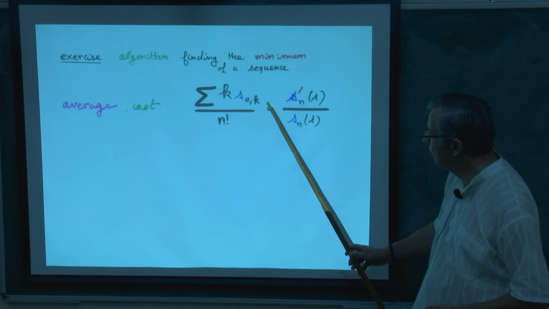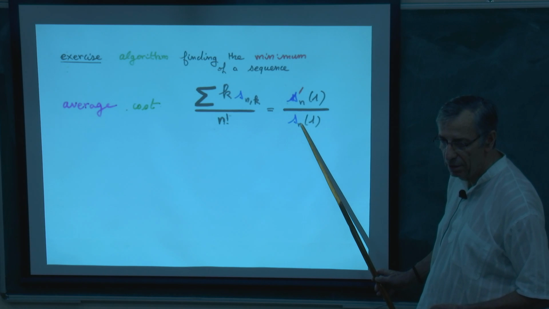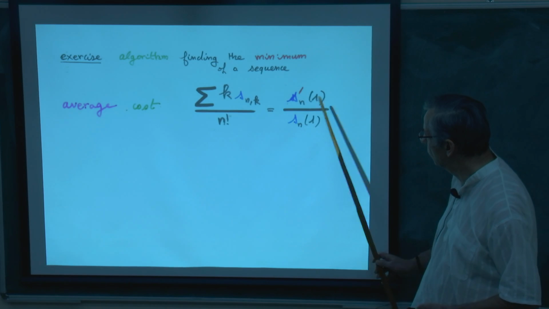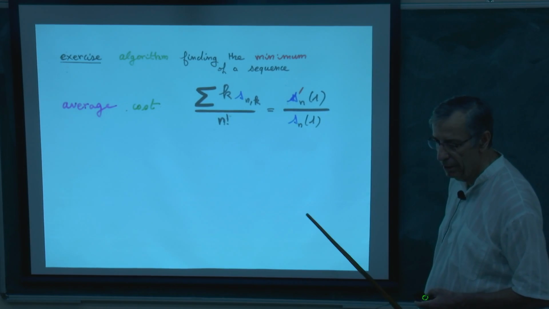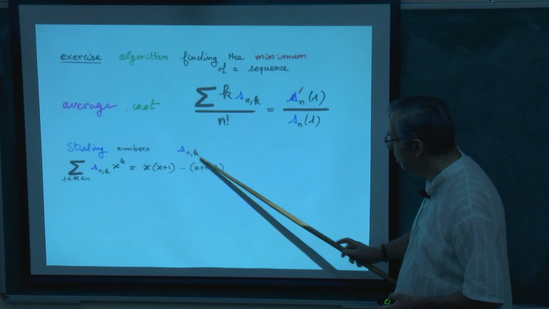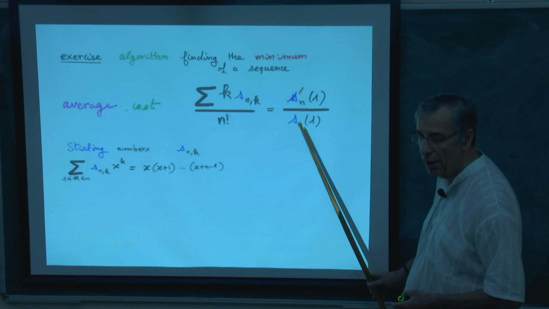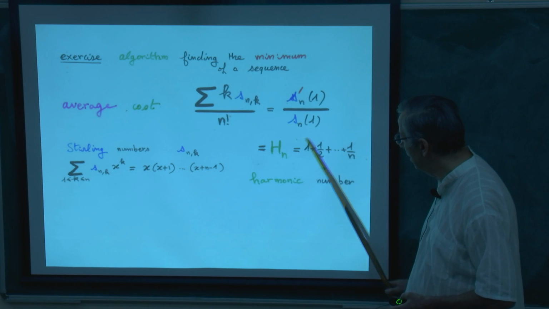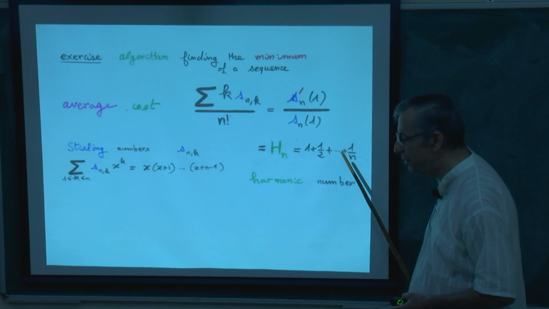So this is exactly, if I take the polynomial Sn of x, the previous polynomial, S prime of n at the value x equal 1, divided by Sn of 1. Where Sn, you see, is this polynomial. So this is the logarithmic derivative of the polynomial. So it's the logarithmic derivative of the product. And so this quantity, the average cost, is exactly this number.